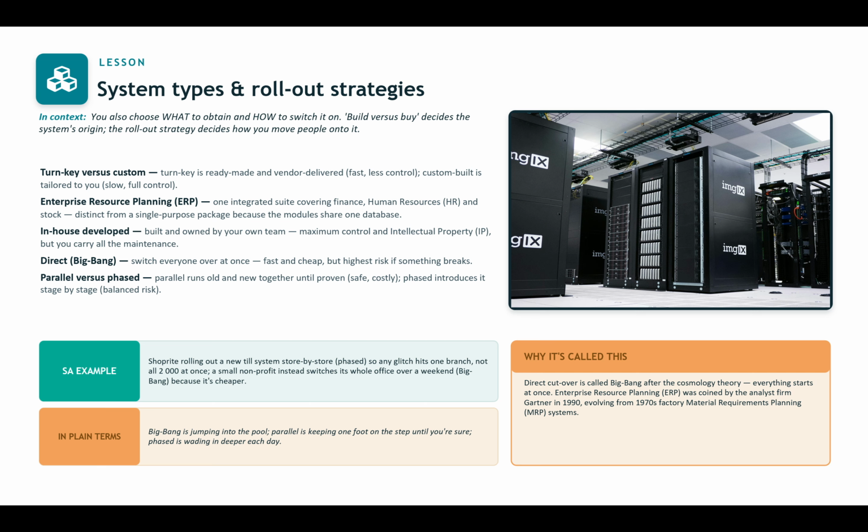Okay, so historically, why it's called Big Bang is because this is a direct cut over, which is called Big Bang after the cosmology theory, where everything starts at once, like the beginning of the universe scientifically. The term enterprise resource planning was coined by the analyst firm called Gartner in 1990, evolving from the 1970s factory material requirements planning, or MRP systems. So that's how all these systems came to be what we know them today.